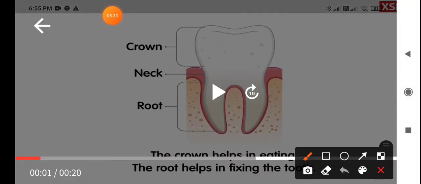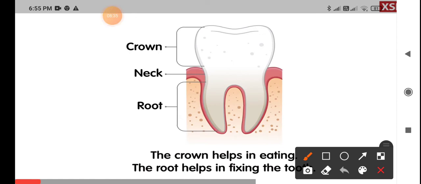So here are the three different parts. The first one, inside the gum, is the root, and the neck is joining the root with the crown, and the last one is the crown. Okay? So next you see.